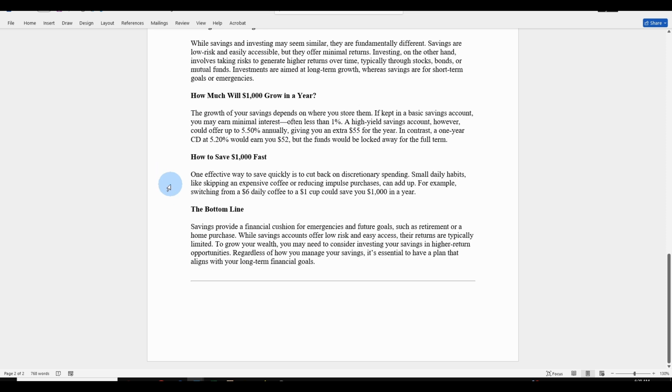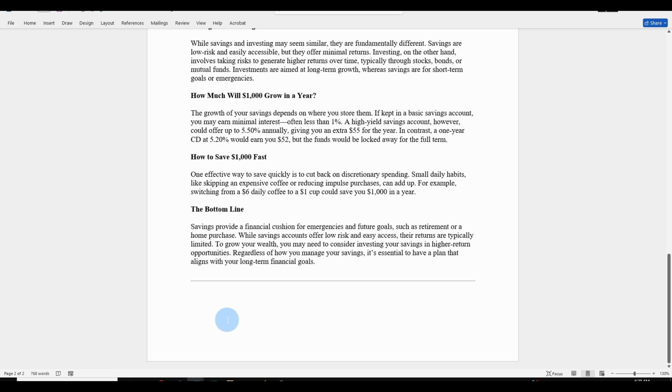How to save $1,000 fast? One effective way to save quickly is to cut back on discretionary spending. Small daily habits like skipping an expensive coffee or reducing impulse purchases can add up. For example, switching from a $6 daily coffee to a $1 cup could save you $1,000 in a year.